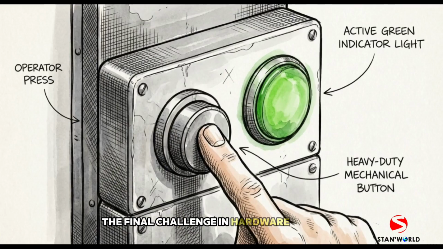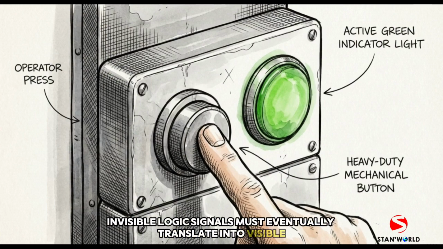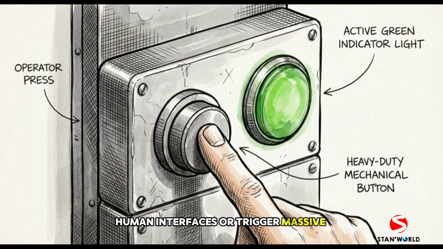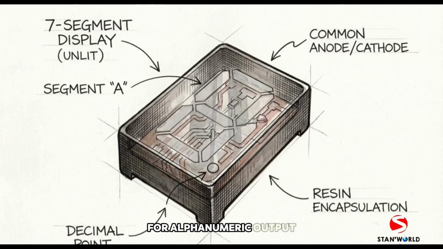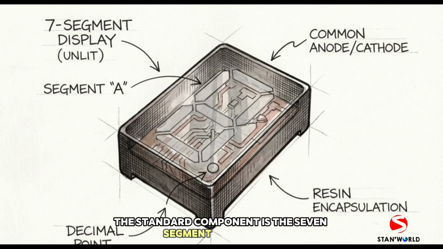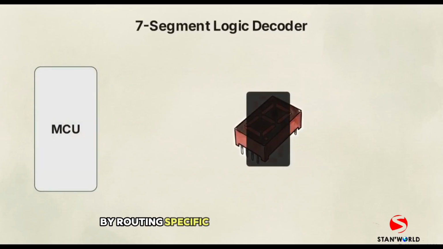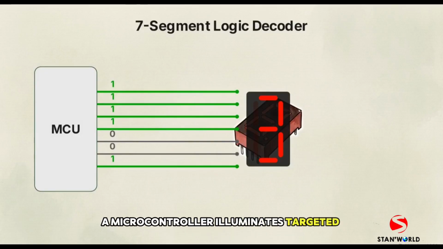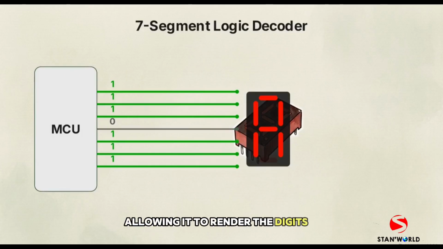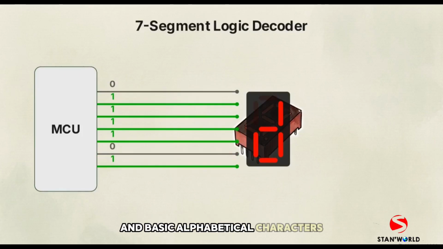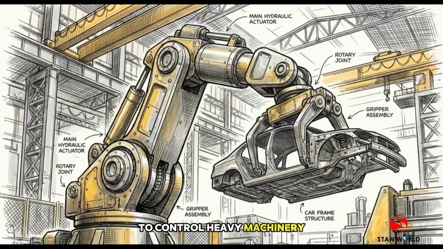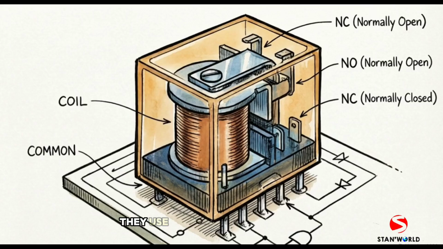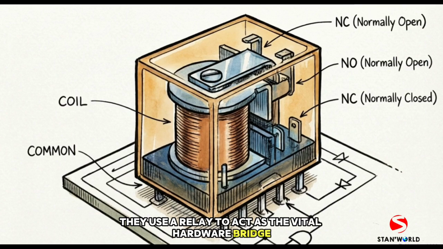The final challenge in hardware design is output. Invisible logic signals must eventually translate into visible human interfaces or trigger massive physical actions. For alphanumeric output, the standard component is the 7-segment LED display. By routing specific logic commands to the display's individual pins, a microcontroller illuminates targeted LED segments, allowing it to render the digits 0 through 9 and basic alphabetical characters. To control heavy machinery, engineers face a problem of scale. They use a relay to act as the vital hardware bridge between low-voltage logic and dangerously high-voltage power.